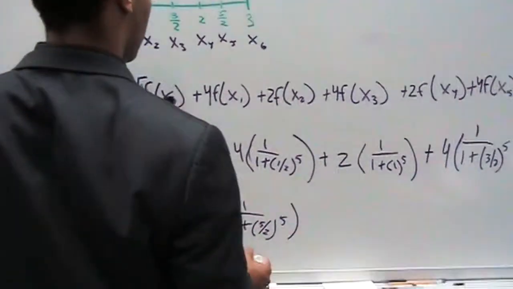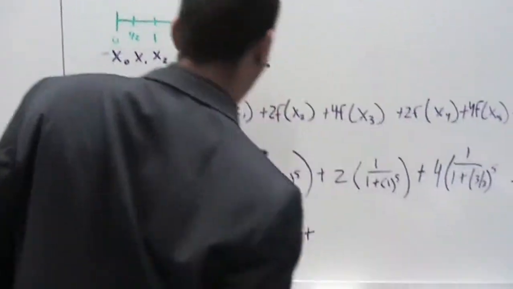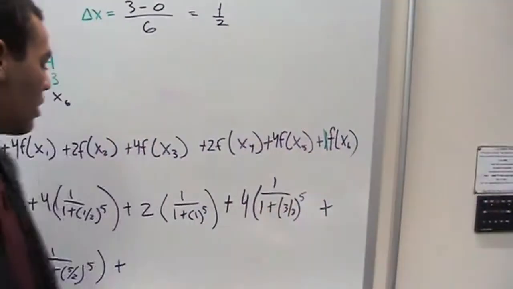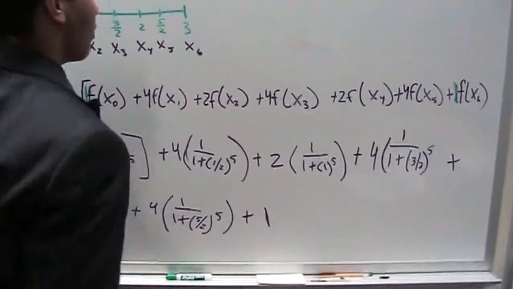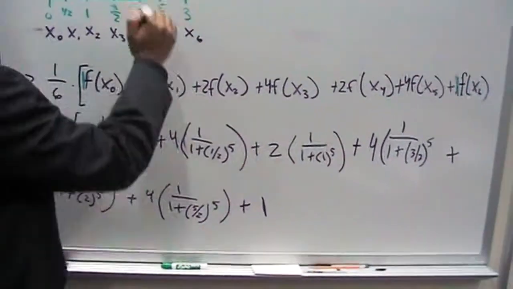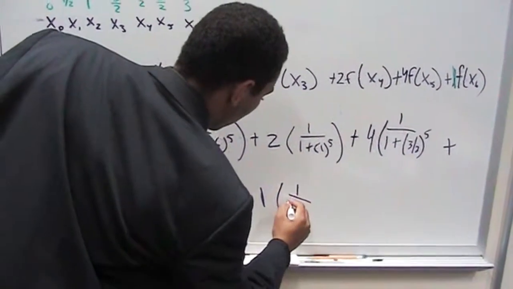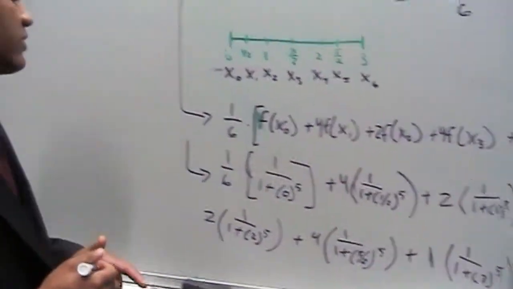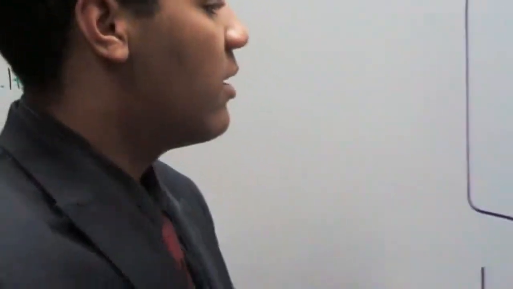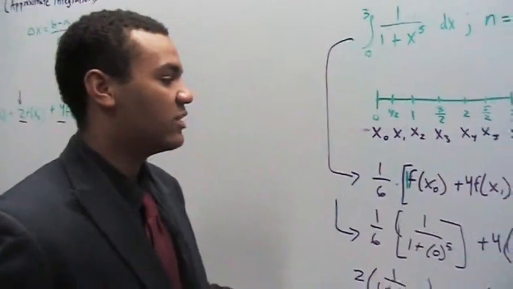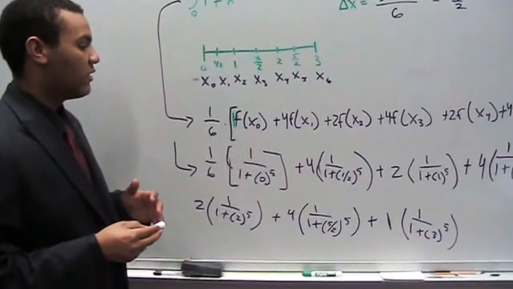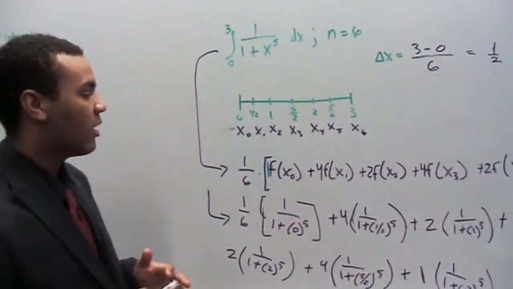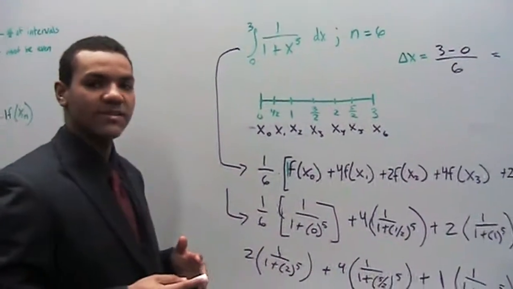And then for the last coefficient, remember as we said we were going to start with 1 and we're going to end with 1 here. So we put 1 as the coefficient and we plug in x subset 6, which is equal to 3, which is 1 over 1 plus 3 raised to the 5th. Alright, so it's a very tedious problem. I wouldn't say Simpson's rule is very challenging in terms of the calculus, but it's just a very tedious, repetitive problem. So we're going to go ahead and solve this.